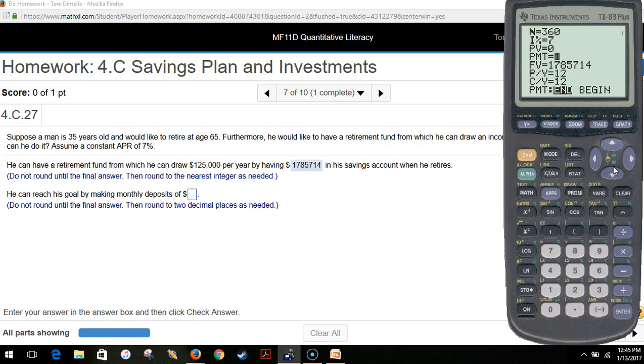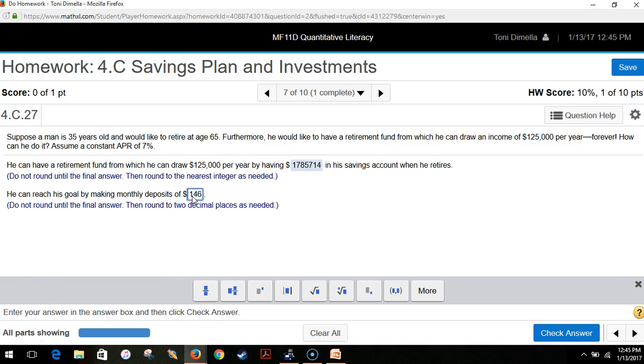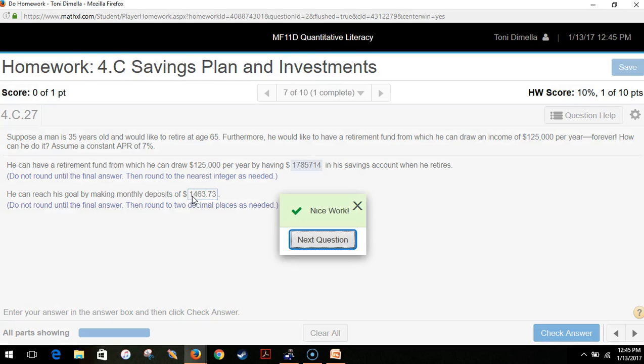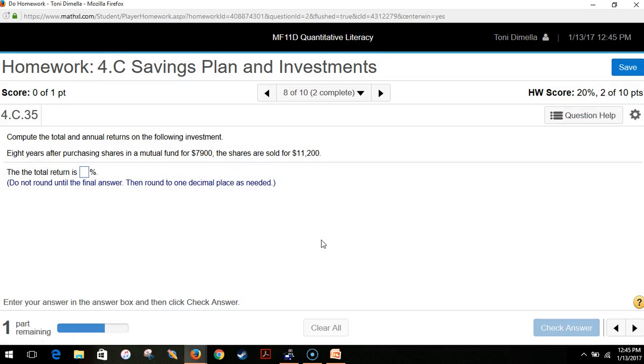And so now I can go back up to payment and clear that out and say, all right, how much money do I have to put away every month if my end goal is to have that very large future value? Alpha, enter. I need to put away $1,463 and about 73 cents. So 1,463.73. And that is how you'll be able to pull out that large salary.